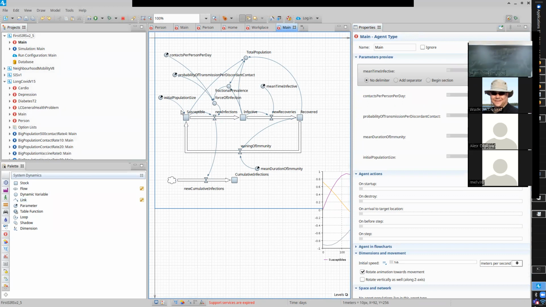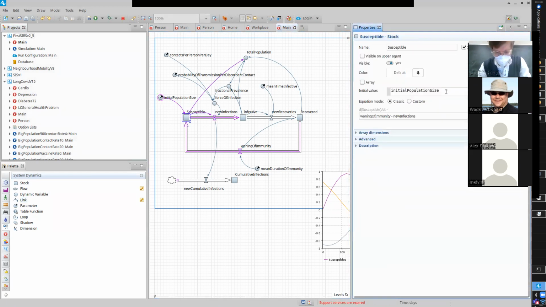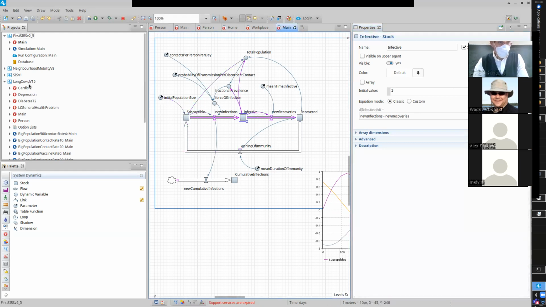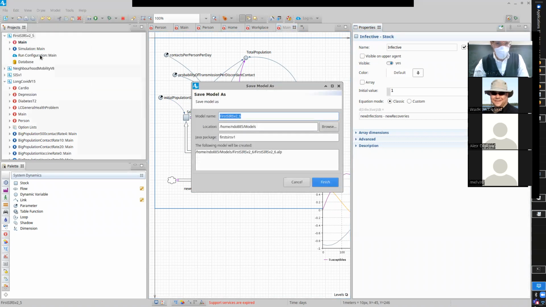Okay, and actually, I said initial population size, but it will be initial population size minus 1 because we're going to start someone in the infected state. So the initial value of the stock will be the population size minus 1. We're going to start one single person infected. Okay. So build your model early and build often.